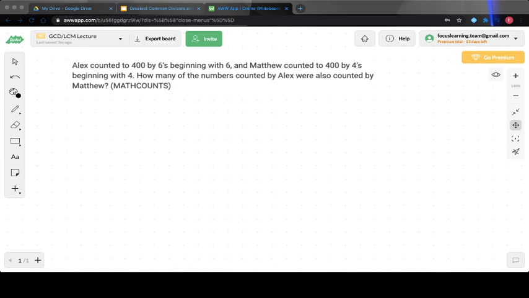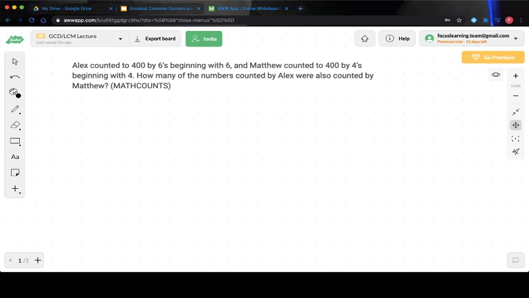The answer is 33. Good job. So let's go into how the problem is solved. Alex starts counting by sixes from 6. So basically what Alex is doing is counting all the multiples of 6 that are 400 or less. And Matthew is doing something similar. He's counting all the multiples of 4 that are 400 or less.